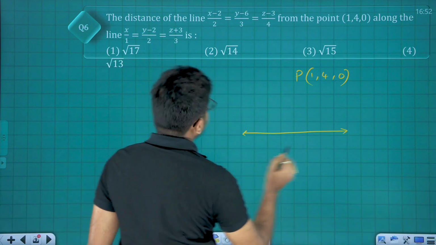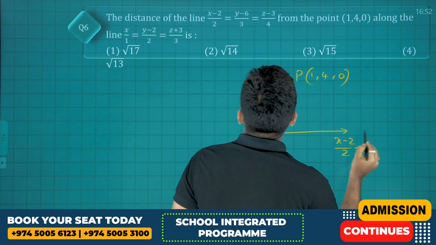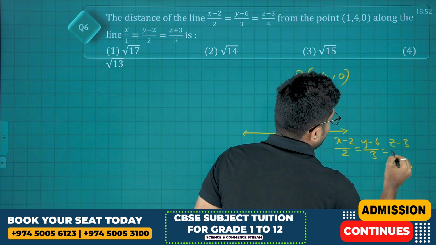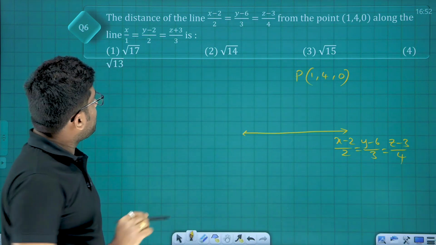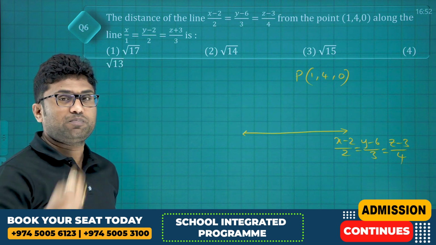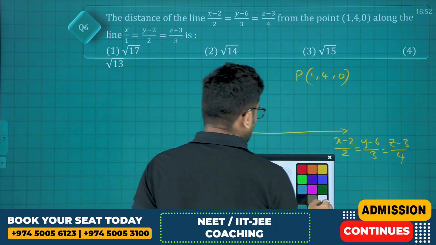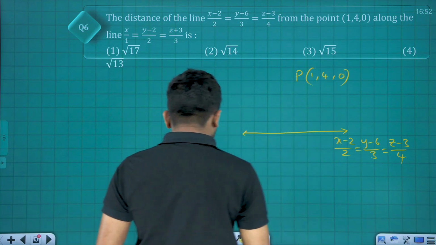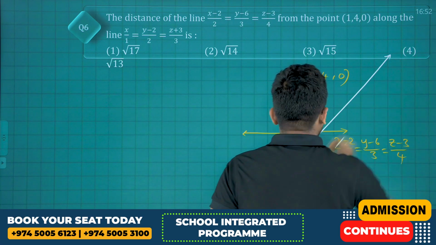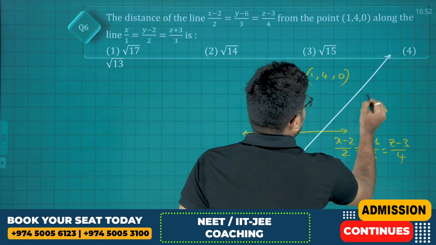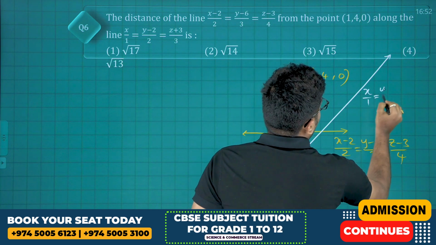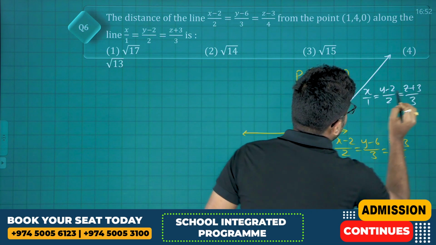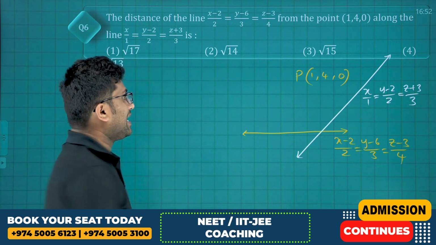This line is (x minus 2) by 2 is equal to (y minus 6) by 3 is equal to (z minus 3) by 4. This is the line. Now what they are asking, they are not asking shortest distance from P to line. They are asking, we have to find the distance of P from this line along the line. Along the line means there is one more line, friends, and this line is x by 1 is equal to (y minus 2) by 2 is equal to (z plus 3) by 3. We have to measure the distance from P to this line parallel to this line.